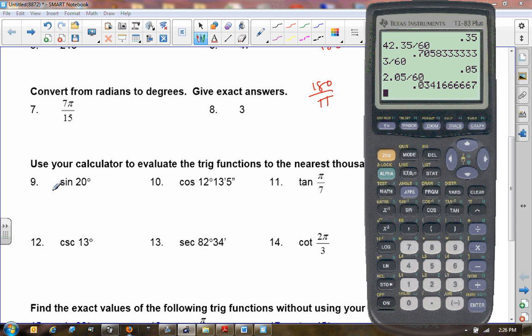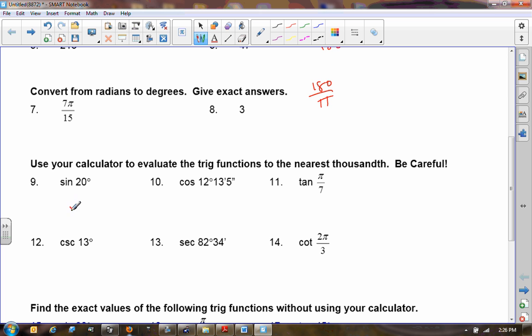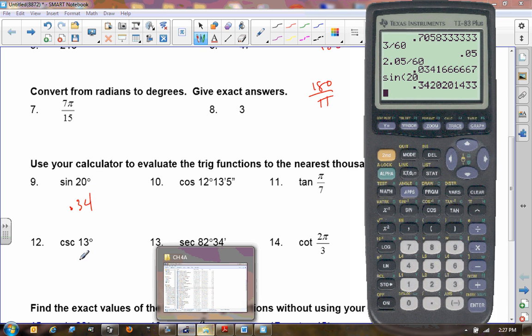Let's do 9 and 12. Sine of 20 is 0.34. Cosecant, which is the reciprocal of sine, 1 divided by the sine of 13, is 4.4.